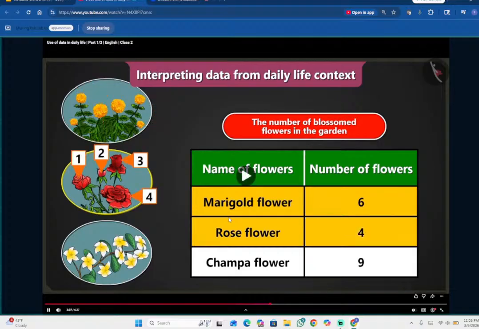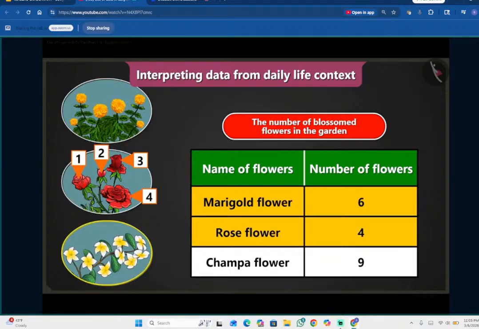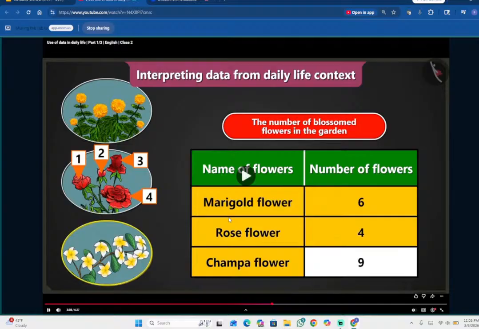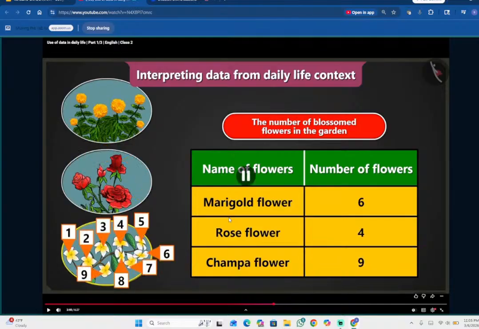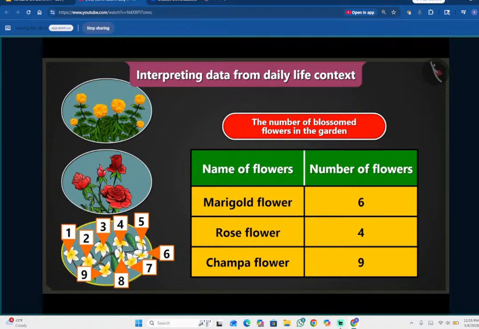This is real life flowers and context. So when we're looking at this picture and we're recording data, we look at the marigold flowers and we count them. So 1, 2, 3, 4, 5, 6. 1, 2, 3, 4 of the rose, and champa flowers. 9 champa flowers. 1, 2, 3, 4, 5, 6, 7, 8, 9.